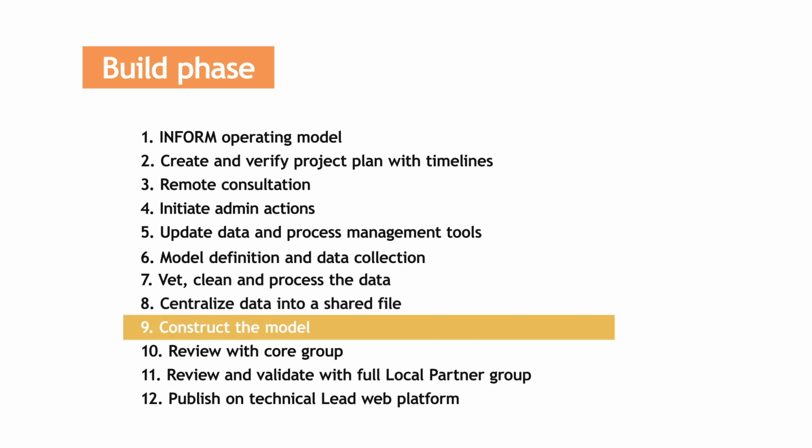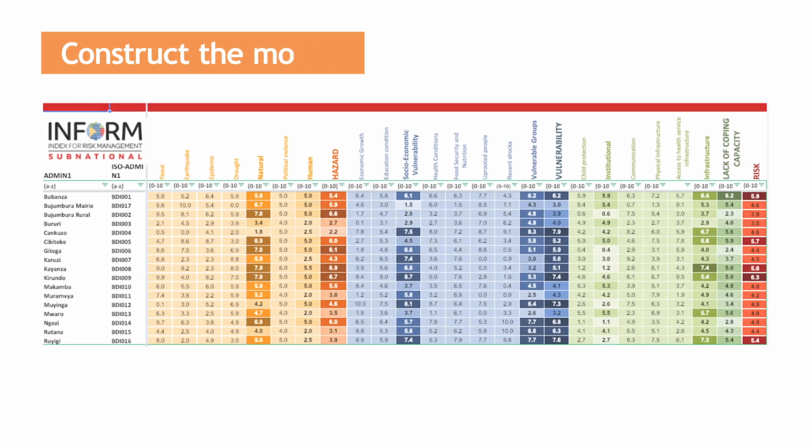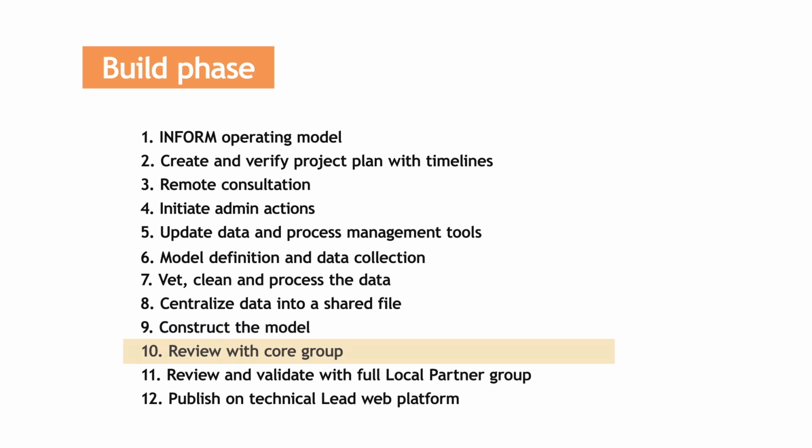Step 9. Construct the model. The project manager builds the model and produces the tables, as well as visualizations of risk. We cover this process in Module 3. Step 10. Review with the core group. After completing the initial draft model, the project manager and the subnational lead present the model to a small group of data contributing partners to gauge accuracy. Send the model by email and then invite partners to meet and discuss the model. The project manager then revises the model based on this feedback.